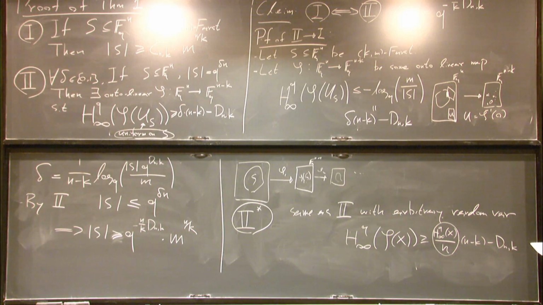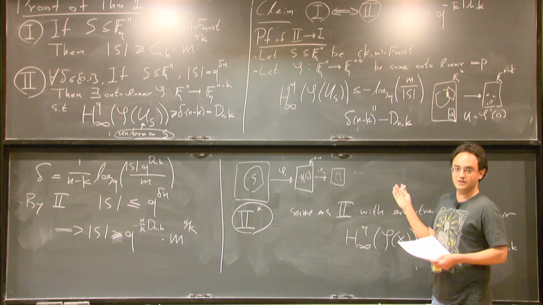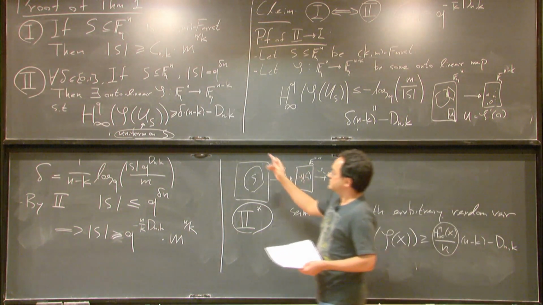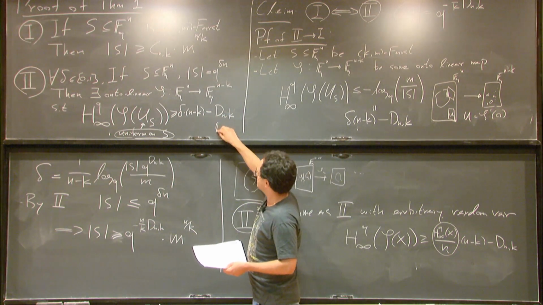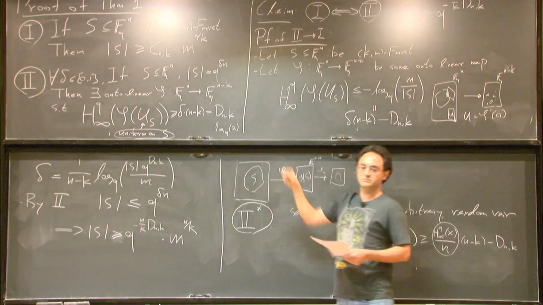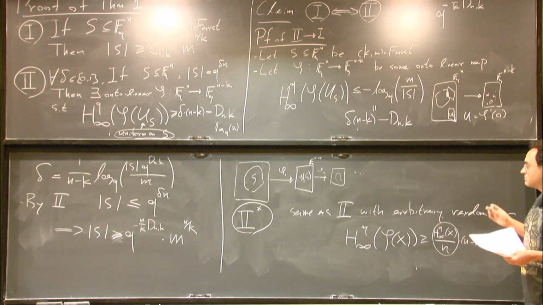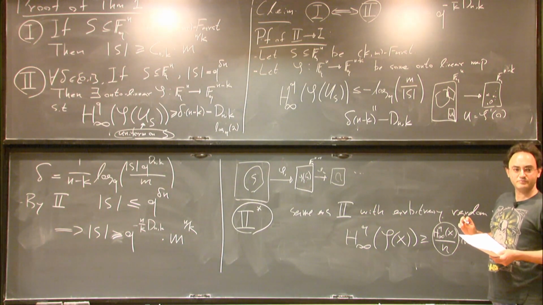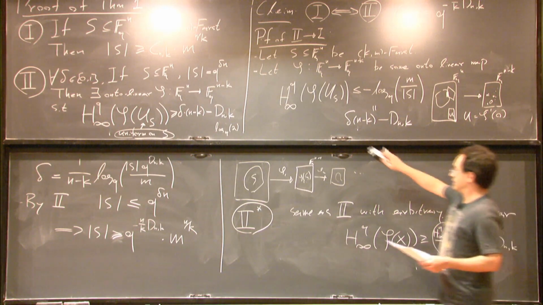And once you have it, this just carries through by induction, and you get this 2 to the minus n. So this d turns out to be something like log base q of 2, which translates into 2 to the n in the thing. Okay. So any questions before I switch to theorem 2? All right.